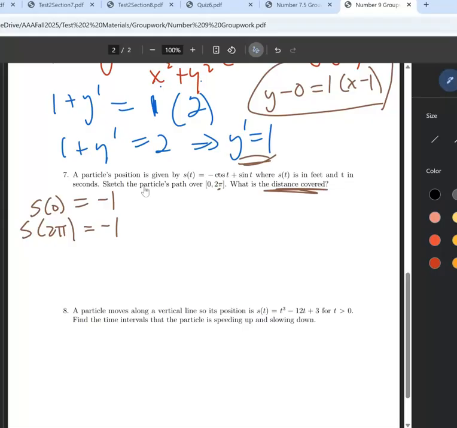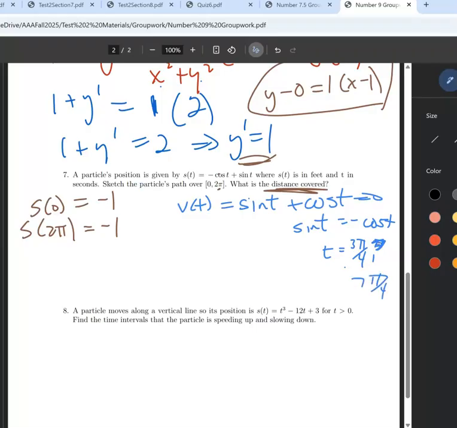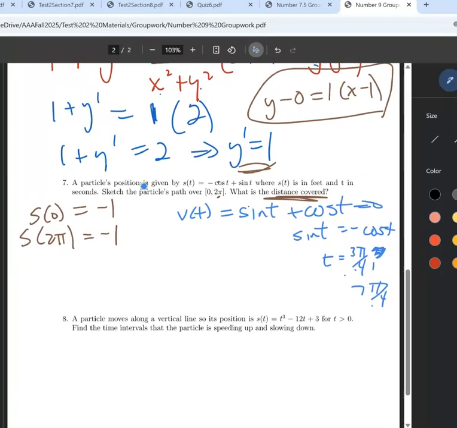All right. I know in between there's probably a place where the velocity is 0, where it changes direction. So take the derivative: negative cosine is sine, and then plus cosine of t, set it equal to 0. Oh, we've encountered this many times, where the cosine and sine are the same number but opposite signs. So that's going to be 3 pi over 4 and 7 pi over 4. So then it's my job to find out where it's at those 2 points.